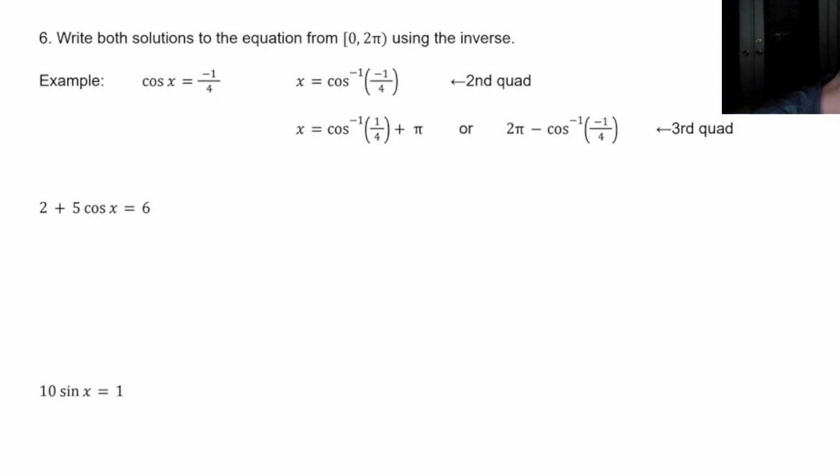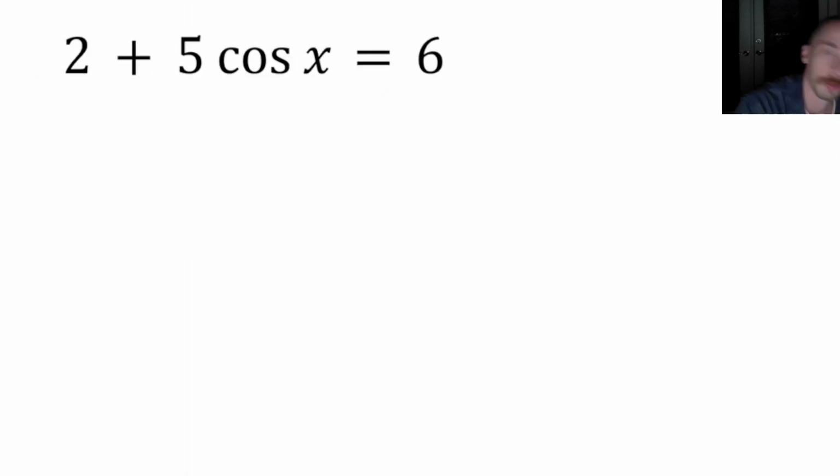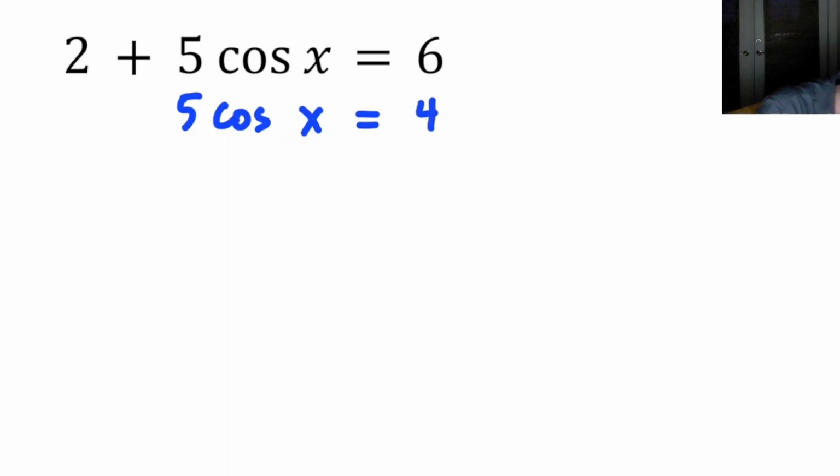2 plus 5 cosine x equals 6. Write both solutions on 0 to 2 pi using the inverse. I'm going to start solving for cosine, and then I'll use inverse cosine. That's what we're talking about here. So subtract 2 from both sides. 5 cosine x equals 6 minus 2, which is 4. Then divide both sides by 5. Cosine x equals 4 divided by 5, which is 0.8.